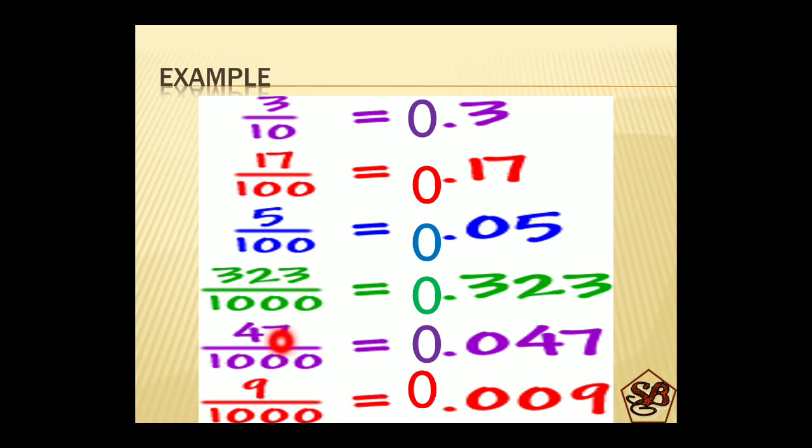Last one, 9 by 1000. Again, 1000 has 3 zeros, but in the numerator we have only 1 digit, that is 9. So to make it 3 digits, we put 2 zeros in front of it, and the answer in decimals which we get is 0.009.